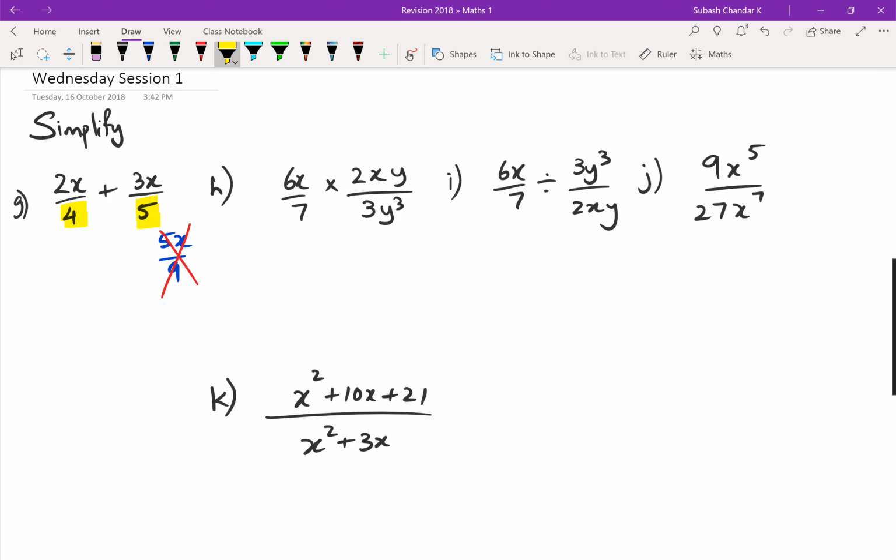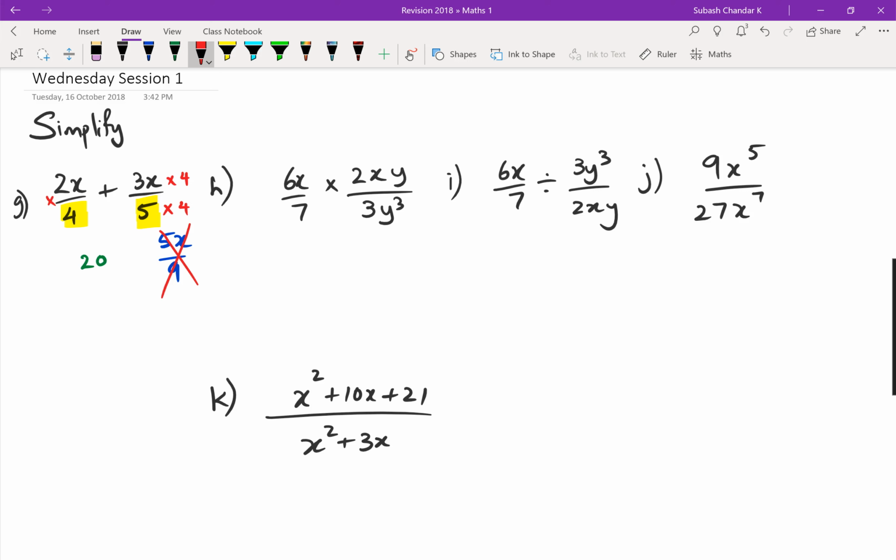You've got to make the denominators the same, so you look for the lowest common multiple. Between 4 and 5, what is the lowest common multiple? I know some people just cross multiply straight away, but don't get into the habit of doing that, because you can actually make problems bigger at level 2. Between 4 and 5, I know that 20 is the lowest common multiple, so I've got to change the denominator into 20. That means I multiply 5 by 4 and the numerator also by 4.